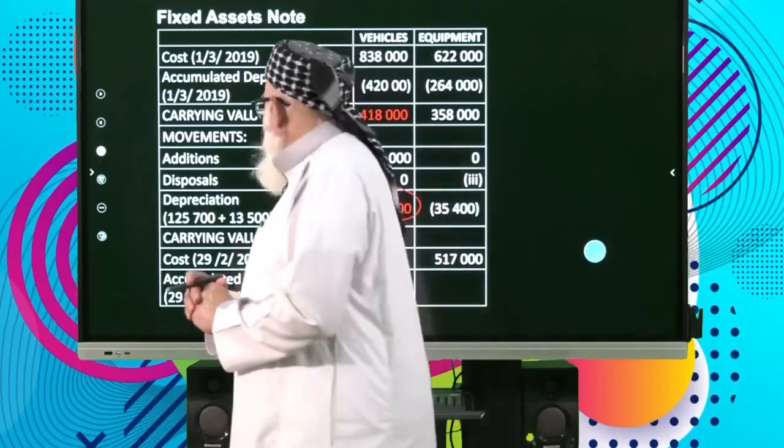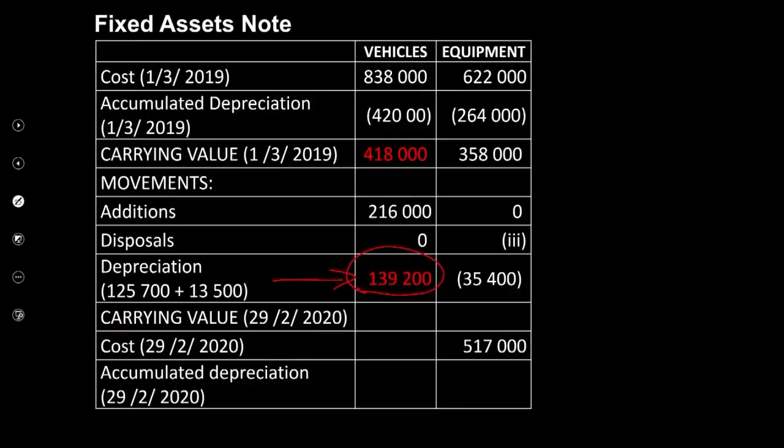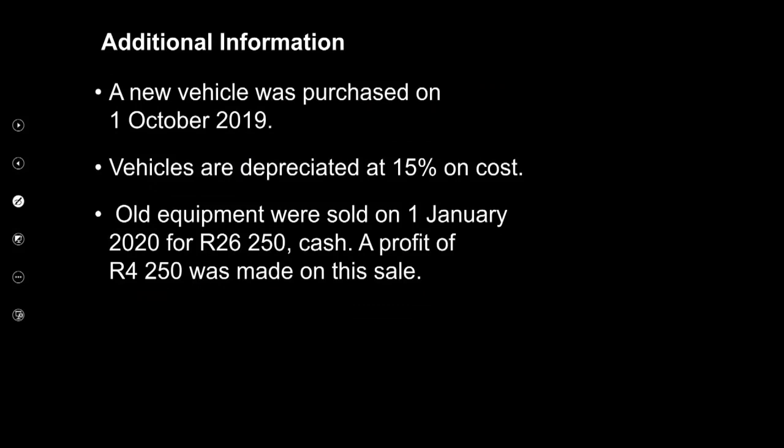Okay, moving on with the question, the next thing that we have to determine here would be the disposal of my equipment. What information do I have? I'm told here that old equipment was sold on the 1st of January for 26,250. A profit of 4,250 was made on this sale.